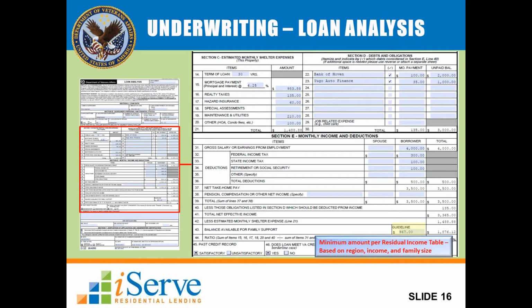So you see this box that I have shaded right now is the figure from the table we looked at before based on family size, where they're located, loan amount. So $967 in this example. And then this is the actual residual. So we more than handsomely meet that guideline.